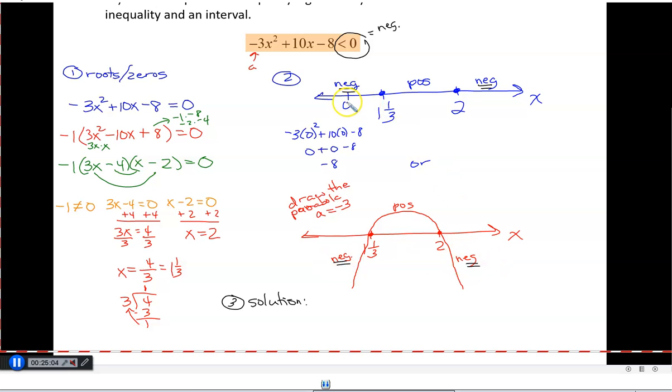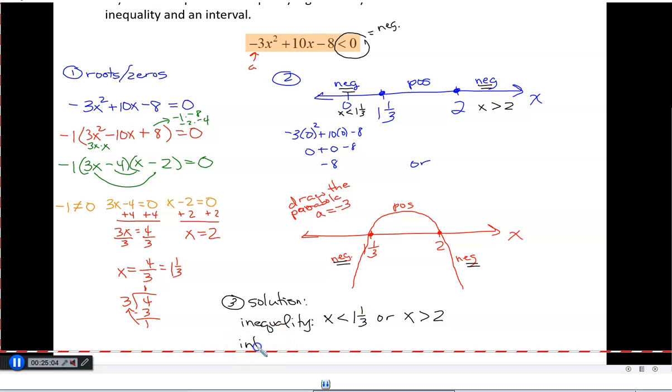So over here on the left, these would be x's that are less, smaller than the 1 1/3. Over here to the right, these would be x's that are larger, greater than the 2. And so for our inequality, we would connect those two pieces with the word or. So we have x is less than 1 1/3, or x is greater than 2.